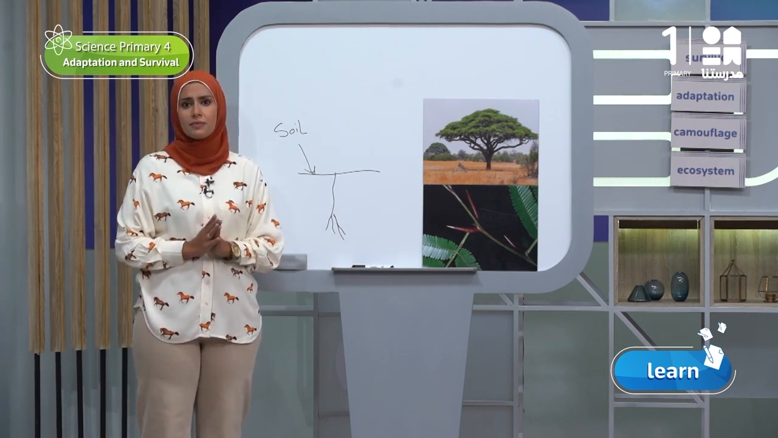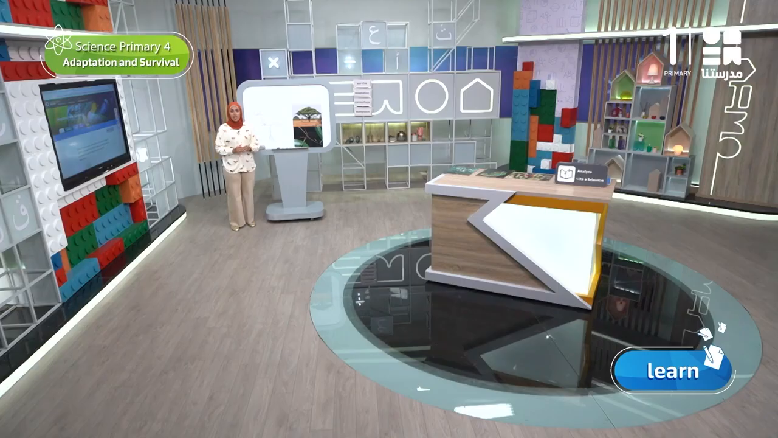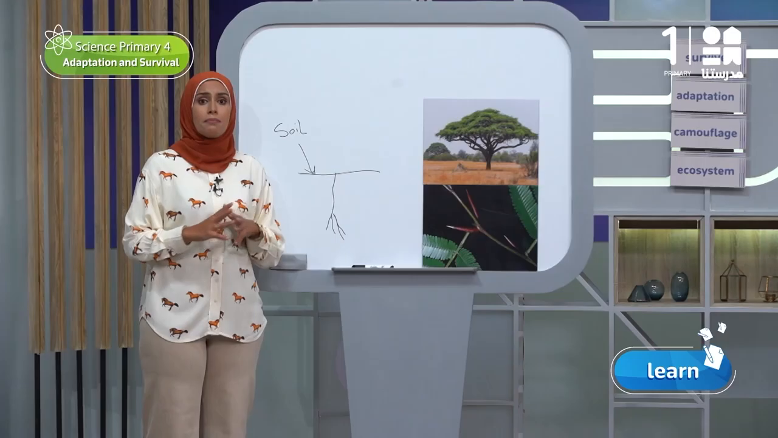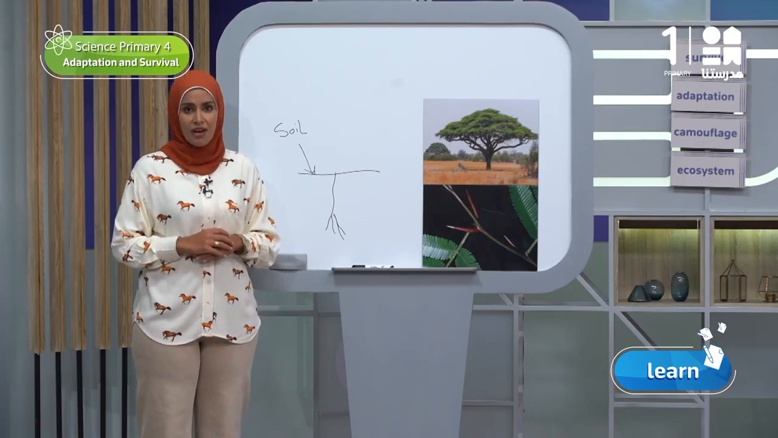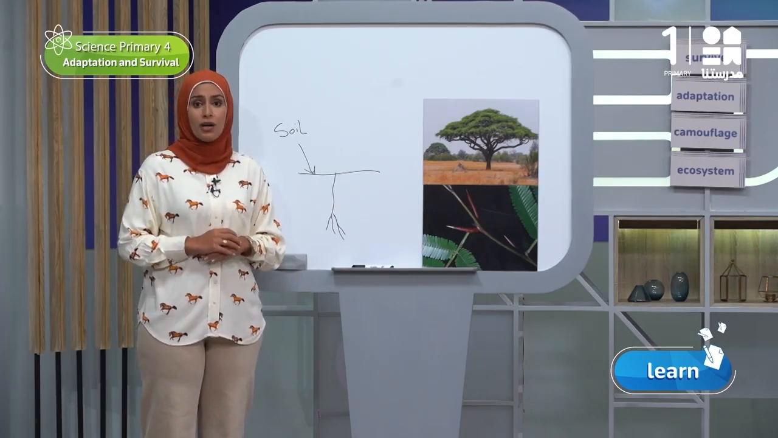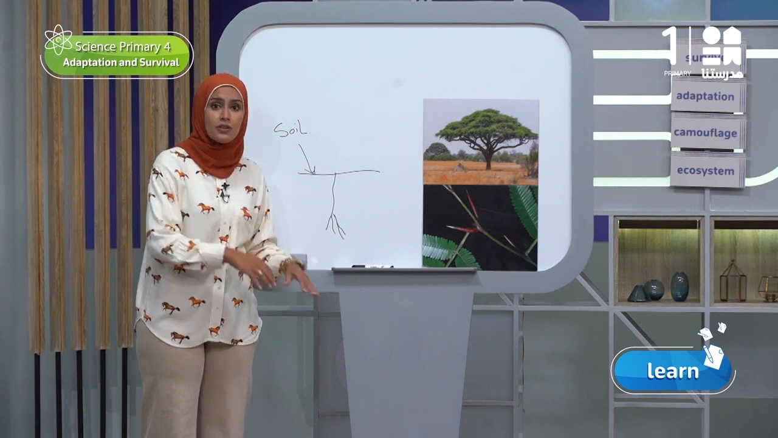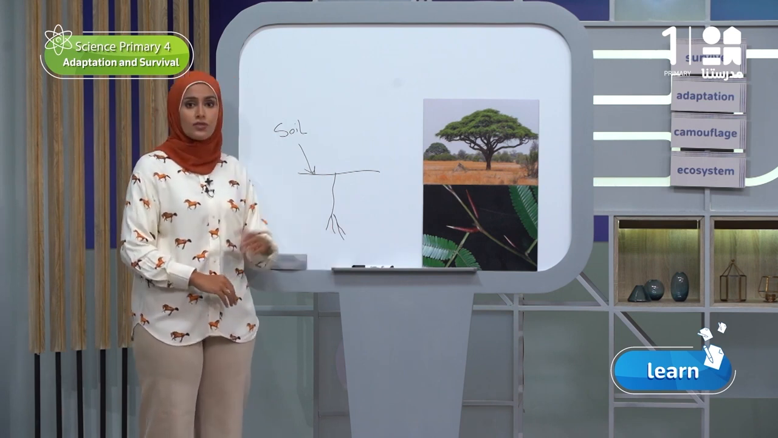Why does it happen? Why do you think? In an environment which lacks water, the big deep root may be to find water deep down. Exactly, you are right. The deep root can absorb water that's found deep under the earth, like groundwater.